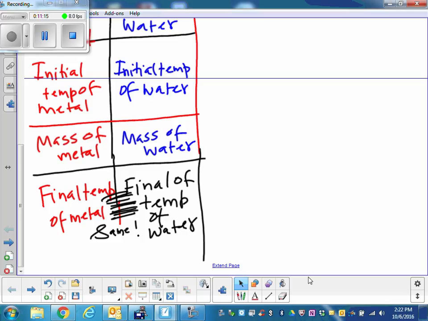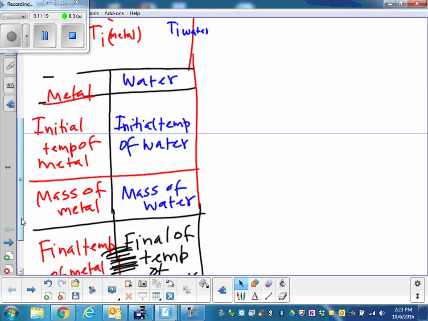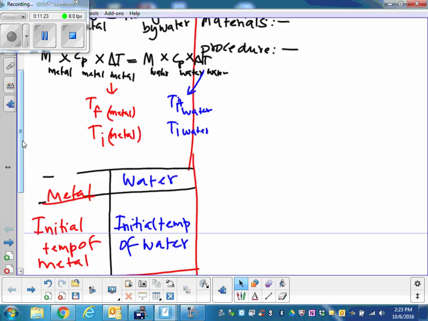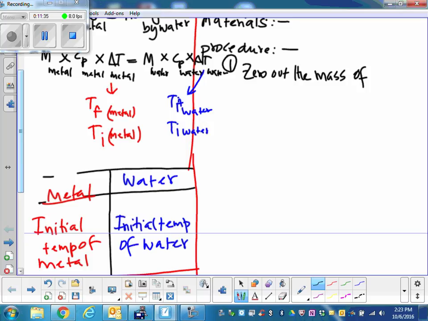So can I say my first step is, do you feel I can write that in my procedure? Okay, you all agree? Okay, so my first step in the procedure is zero out the mass of the calorimeter. And then do what?